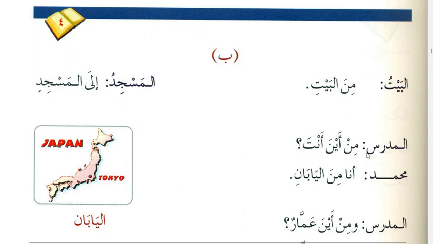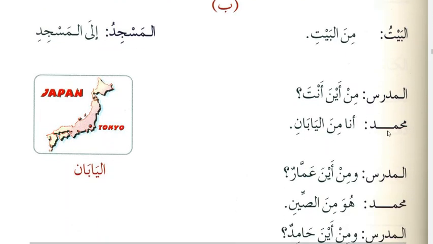Al mudarrisu: min aina anta? The teacher said, where are you from? Min, from. Aina, where? Anta, you. Where are you from? Muhammad replies, Ana min al-Yaban, I am from Japan. Al mudarris: wa min aina Ammar? And from where is Ammar? Muhammad: huwa min as-Sin, he is from China. Al mudarris: wa min aina Hamid? And where is Hamid from? Muhammad: huwa min al-Hind, he is from India.